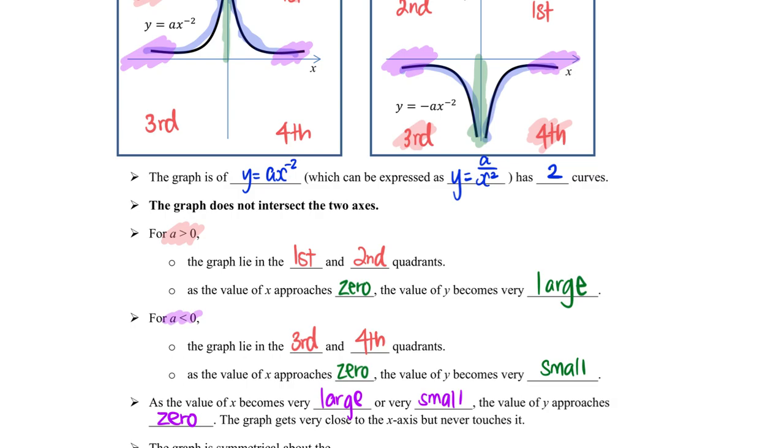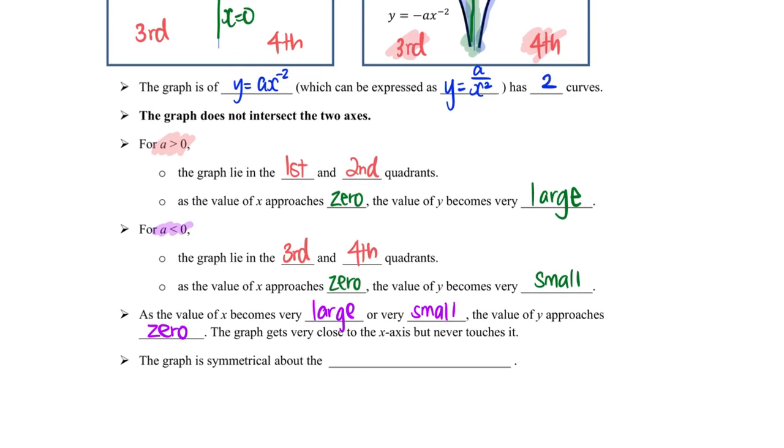Alright? For the last part, there's one more thing to talk about with this particular graph. Do you realize that there's a line of symmetry here? Yes, it is symmetrical about the y-axis, where the equation of the line is x equals 0.